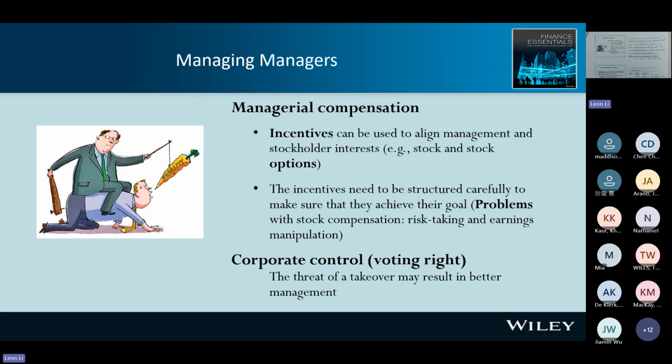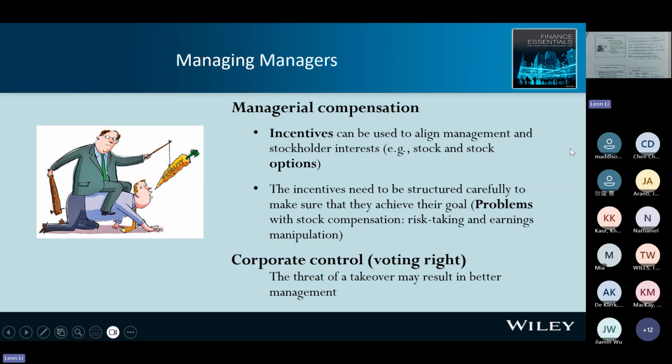If you are the manager, you know your exercise price is 110. Your goal is to raise the stock price. For example, the stock price goes up to 120. Then your payoff will be 120 minus 110, which is $10. So you can see the stock option will be an incentive to the manager. They will do their best to raise the stock price. Okay, so this is the first solution, incentive compensation.